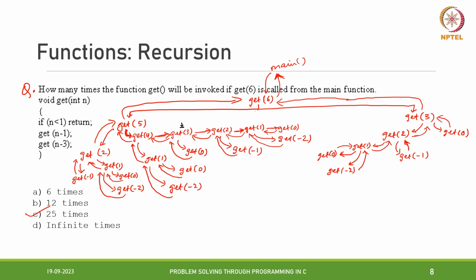Now let's say for get of 4, what happens for get of 4? Now I'm looking at get of 4 here. So get of 4, this n minus 1 is already done. Get of 3 had sent back the control of the code to get of 4, which had called get of 3. Okay, so now n minus 1 statement is done for get of 4. So next it will do the n minus 3 operation, right? So it will call get again with a value of 4 minus 3, which is basically the value of 1.